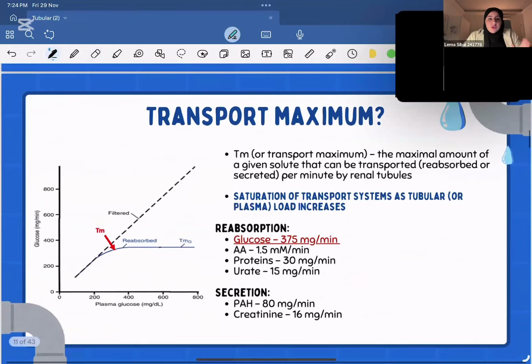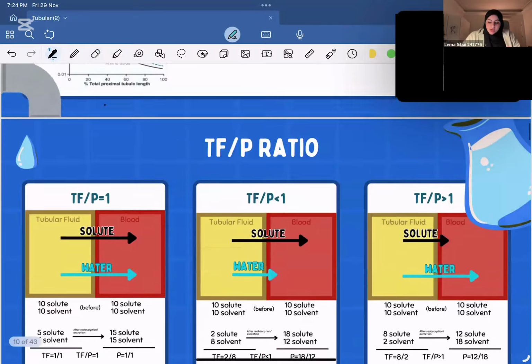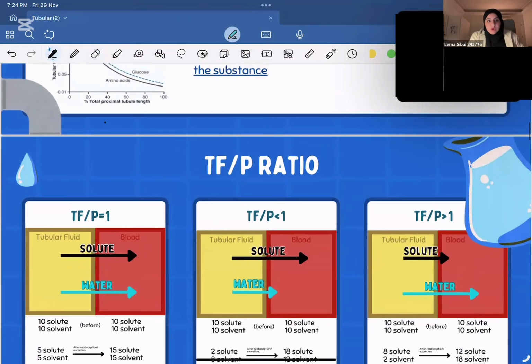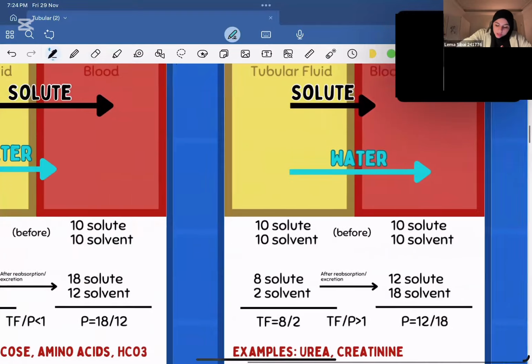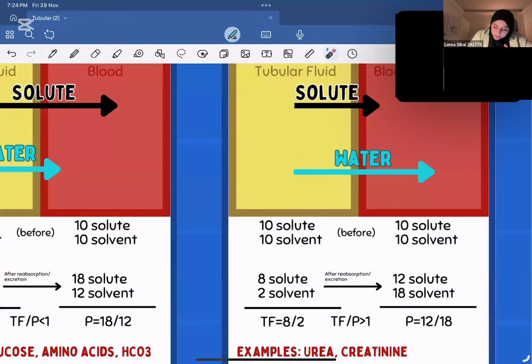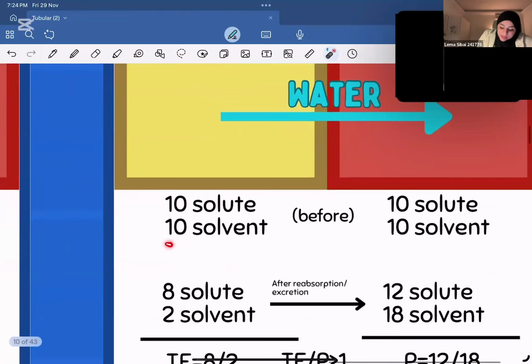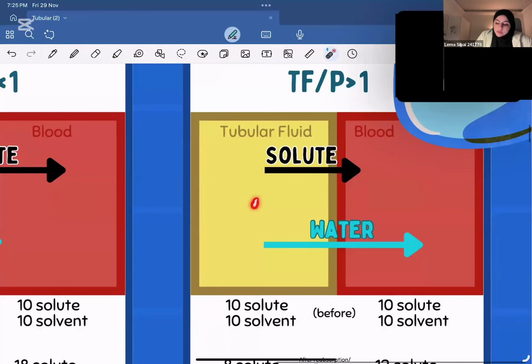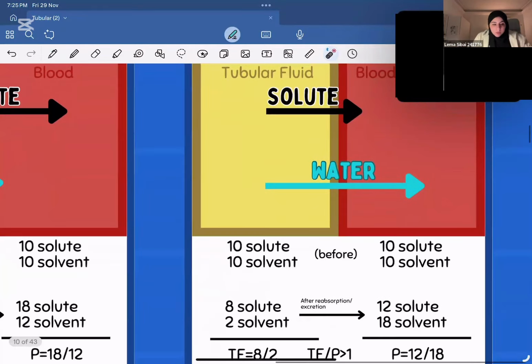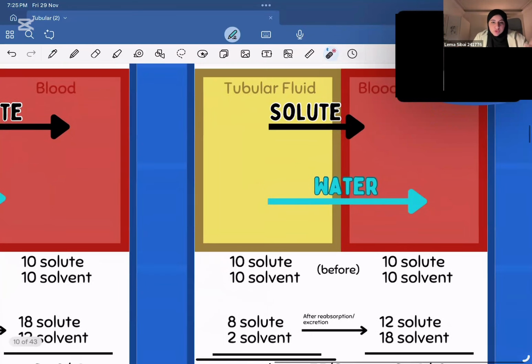Okay. Now, we just explained how certain substances are reabsorbed. Can you do the numbers in the last course? Okay, last one more time, just for the sake of time. I don't want this to be like 2 hours long. Okay, so there's 10 solvent and 10 solute in tubular fluid. We already made sure that there's the same amount of solute and solvent, not concentrations, in both compartments, in tubular fluid and in blood. Now, what determines tubular fluid over plasma ratio is whether or not there's more solute in the tubular fluid or more solute in the plasma.